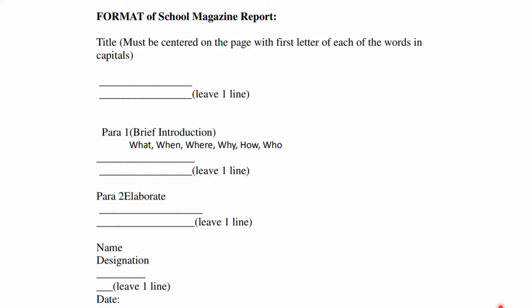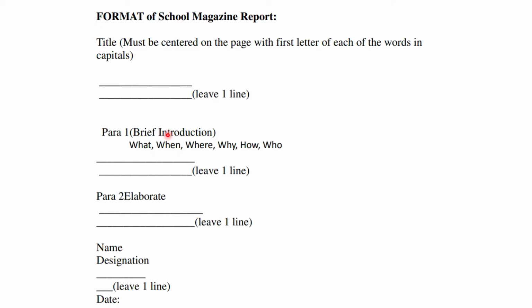Please make sure you're checking which report you're writing because the school magazine report and the newspaper report follow two different formats. So, to write a school magazine report, you will start with the title on top, centered on the page, first letter of each of the words in capitals. Okay, just the way you write your notice title, same way you will write your report. Leave one line. Now your notice has only one para, your report generally has two.